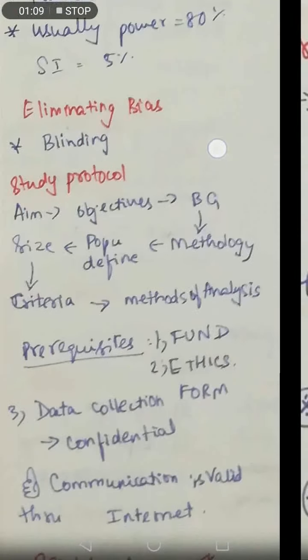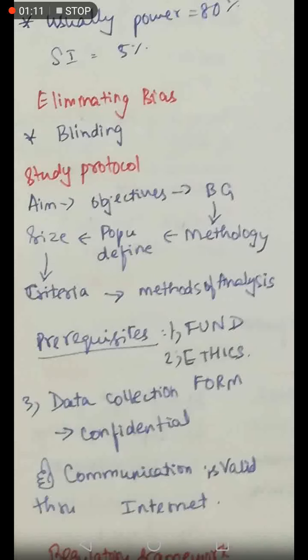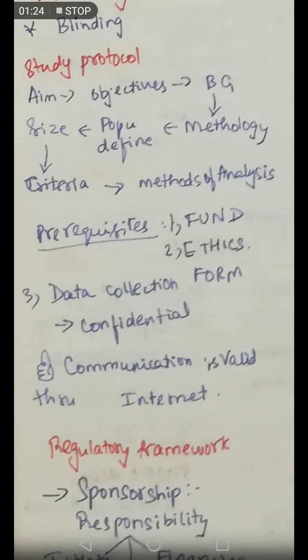And how do we eliminate the bias? We do it by blinding. Blinding can be single blinding, double blinding, or triple blinding, where either the patient alone, or the observer, or the researcher, the observer and the patient, everyone is blinded. Study protocol will involve the aim, objectives, the background, methodology, and defining the population. Specifically if it's a case control study, define the population as in what is a case and what is not a case, what is a control.